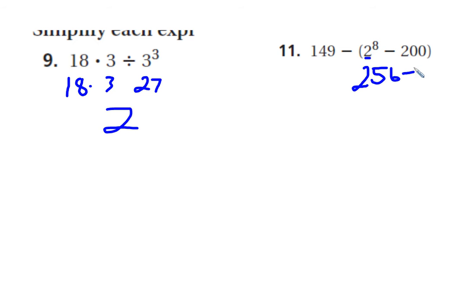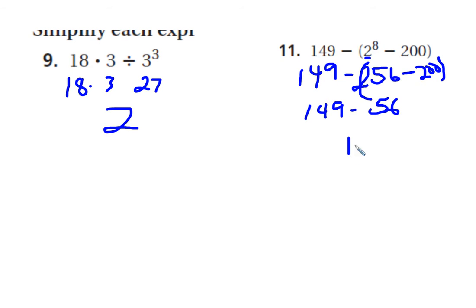minus 200. And I have 149 minus, I do parentheses first. 256 minus 200 is 56. So then I have 149 minus 56. That's going to give me 93 if I work that out. 149 minus 56, and if you work that out, you're going to get 93.